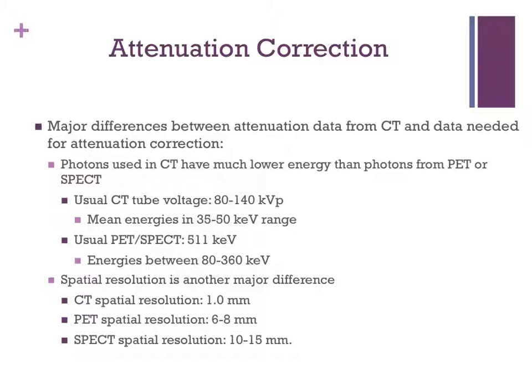And on PET scanners, or PET and SPECT scanners, they usually use 511 keV, and the energies are between 80 to 360 keV. Spatial resolution is another major difference. The CT spatial resolution is usually 1.0 millimeters. The PET spatial resolution is usually 6 to 8 millimeters, and the SPECT spatial resolution is 10 to 15 millimeters.